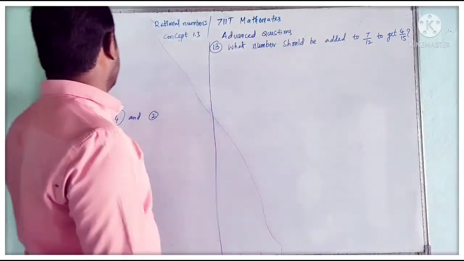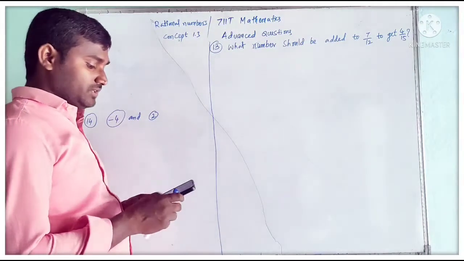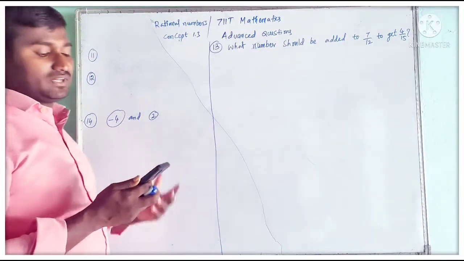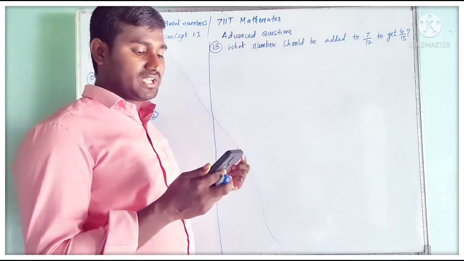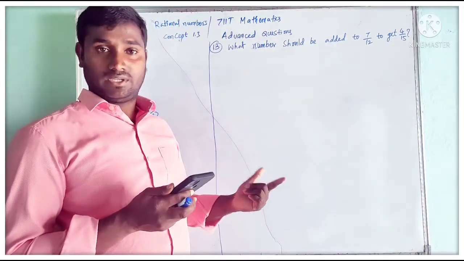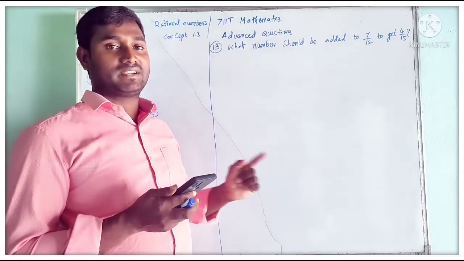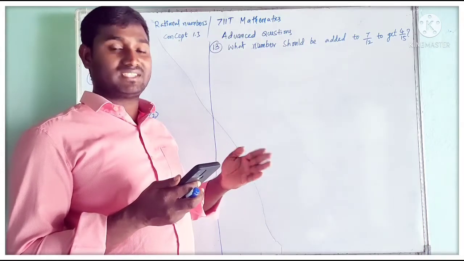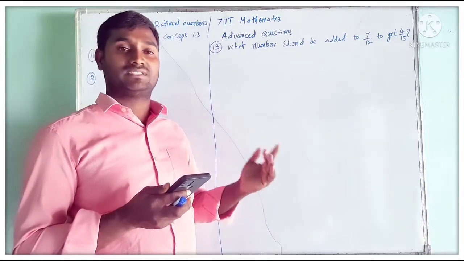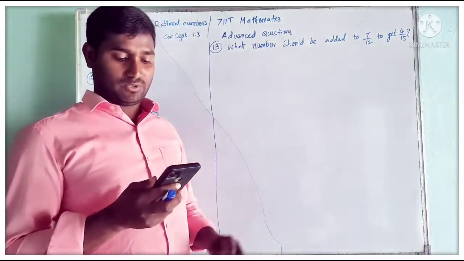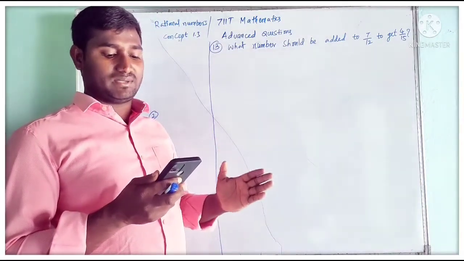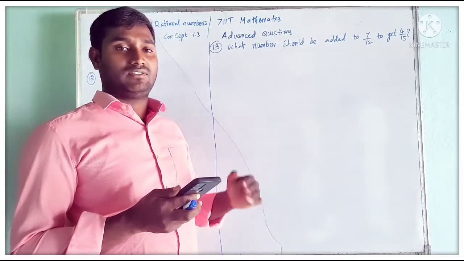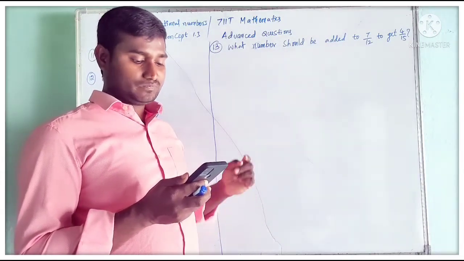In the 11th question: which of the following are not false? Not false means true. Every positive rational number is greater than 0. Yes, that is true. Option 2, every negative rational number is less than 0. Yes, that is true. And every rational number can be represented on the number line. Yes, this is also true.